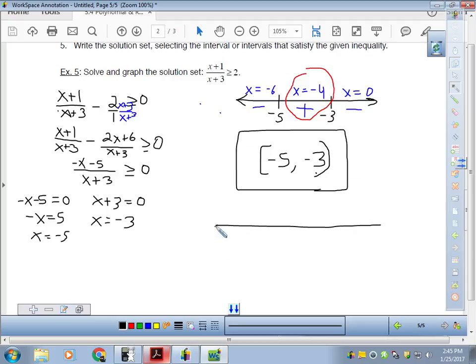When I graph this, here's how it's going to look. At negative 5, at negative 3, I'm going to put a bracket on this one and a parentheses on this one, and then I'm going to shade this area in between them. Okay. And so that would be my solution set.